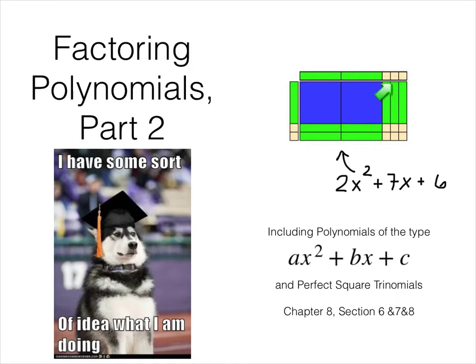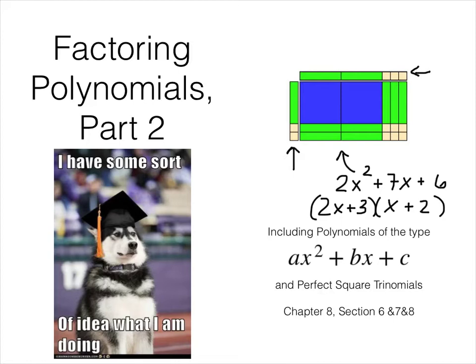So here we have an area model right up here, and you can see that it's the trinomial 2x squared plus 7x plus 6. So we should be able to see here that you've got your factors on the top and on the side. So the factors there are going to be 2x plus 3, that's the one on the top, and x plus 2, that's the one on the bottom.